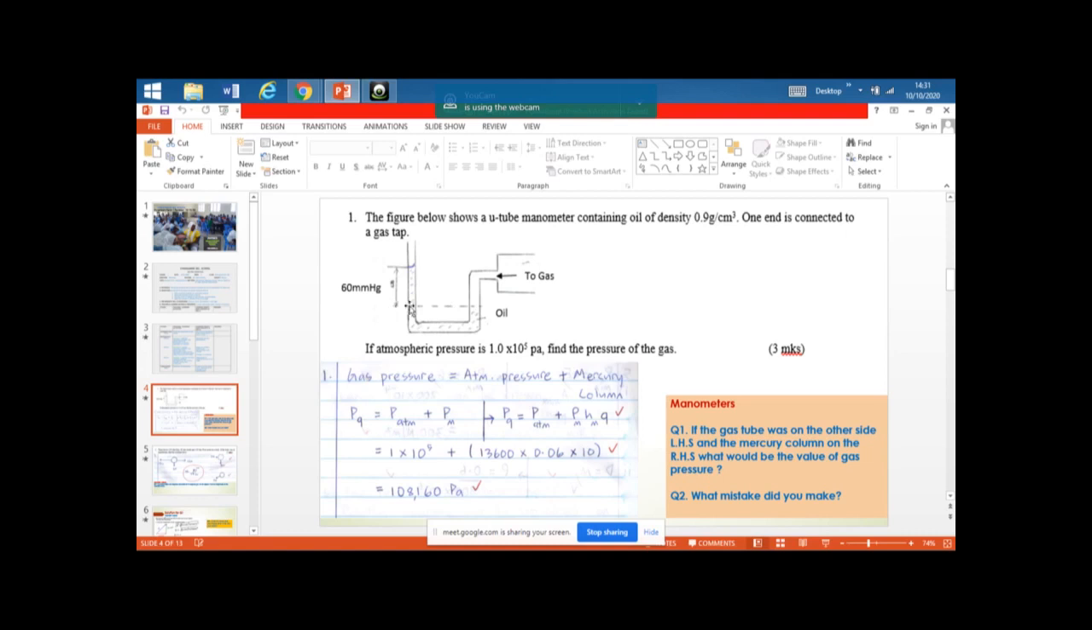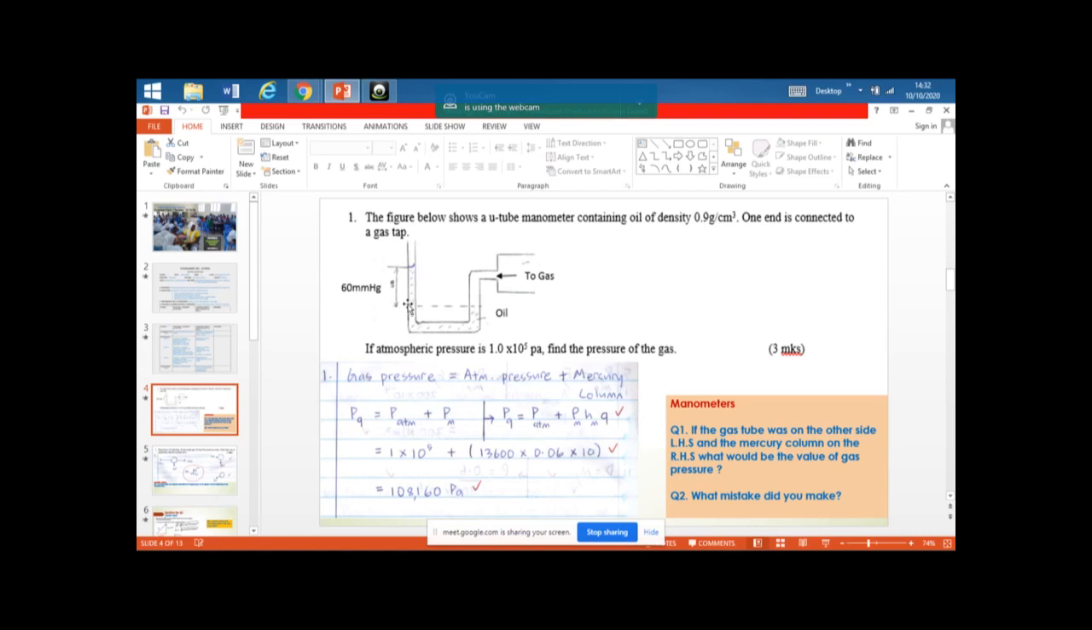So you look for the point where the two substances are having the same level. Once you identify that point, it means the pressure exerted at that level must be equal. So the pressure on the left-hand side where we have the mercury column to that level is equal to the pressure on the right-hand side where we have the column of gas to the same level. So if the pressures are the same at that level, then we apply the formula that the gas pressure, which is on the right-hand side, must be equal to the pressure on the left-hand side.